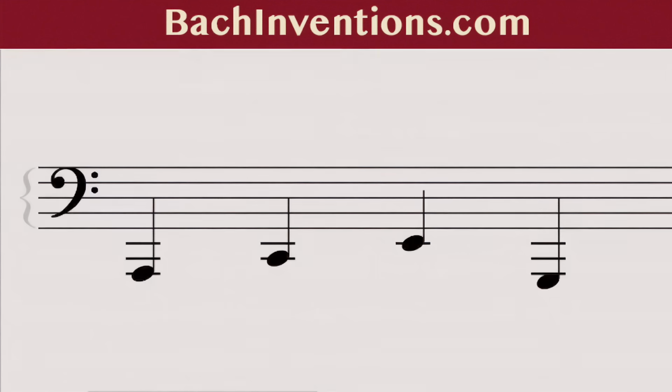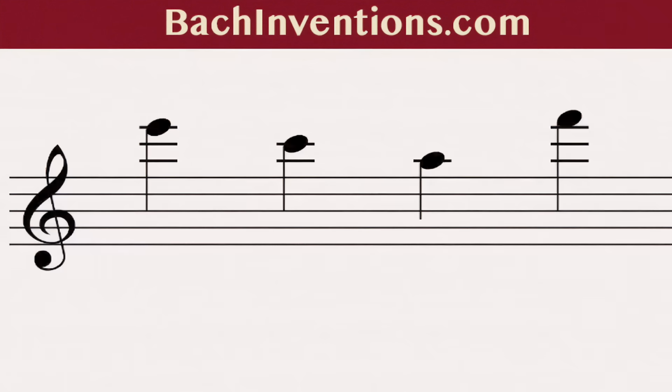Let's practice this method with one more ledger line note below the bass clef staff. What note is this? Again, we know that the anchor note C has 2 ledger lines and is in the middle of the word ace. And we know that our musical alphabet goes from A to G and repeats. So right before the A is G. Therefore, the note is a G.